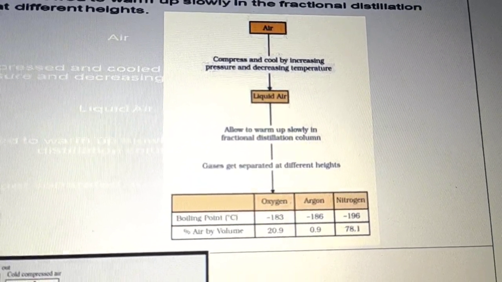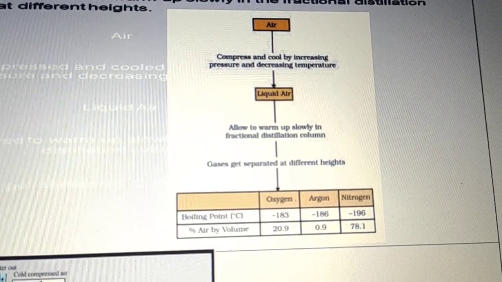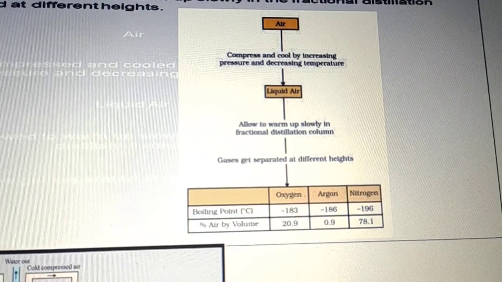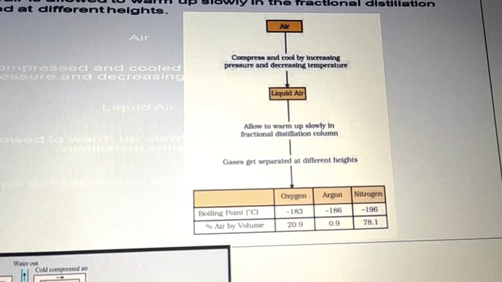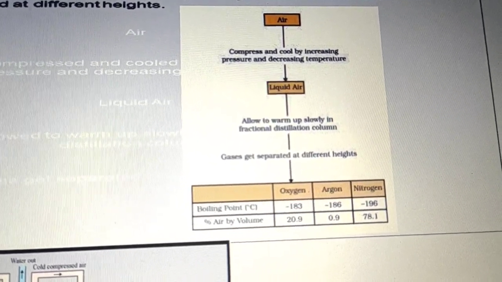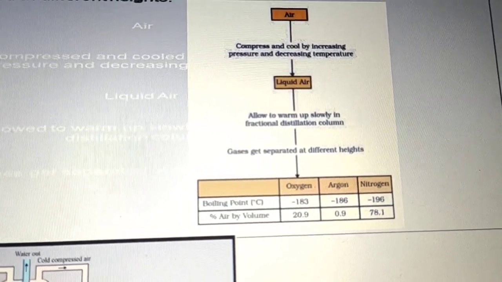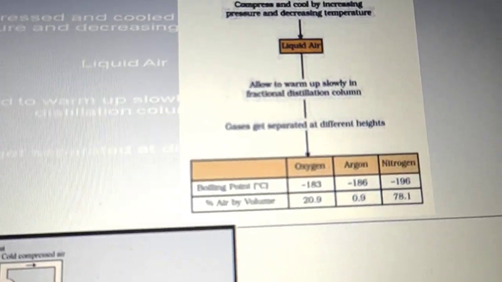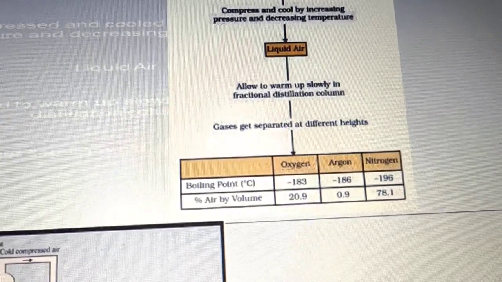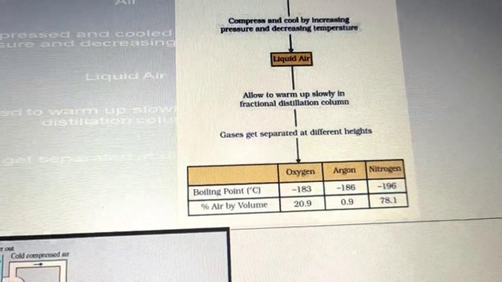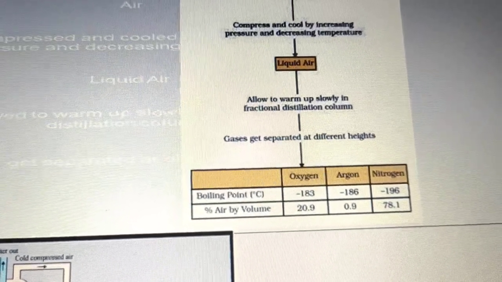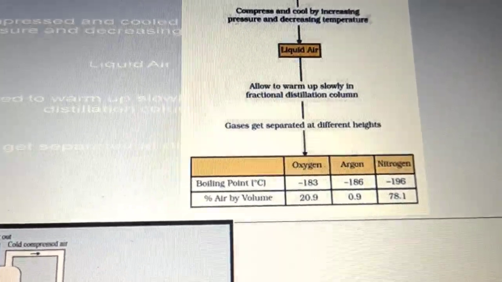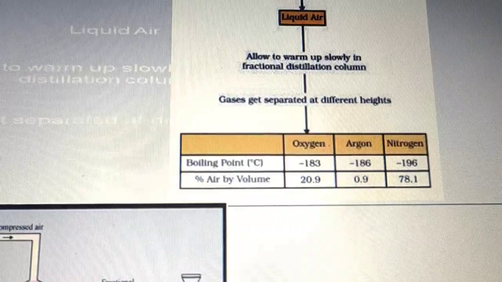We can take the air. So air is compressed. First air is compressed and cooled by increasing pressure and decreasing temperature. So you have to draw the flow chart, and first you have to explain how it is compressed by giving the condition. After compressing, the air becomes liquid air. The liquid air is allowed to warm up slowly in the fractional distillation column. Then you use the fractional distillation column to warm it up. After that, the gases get separated at different heights.